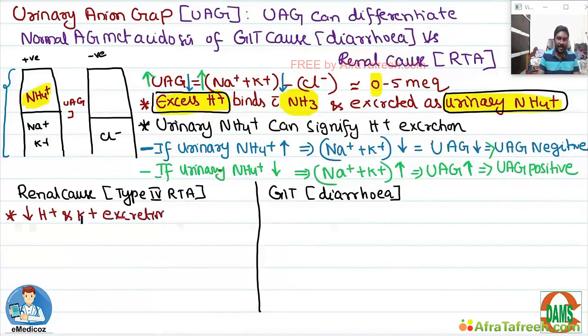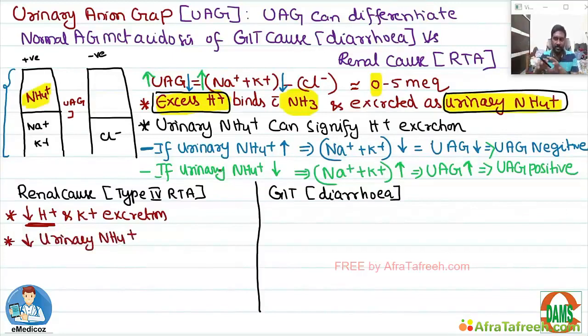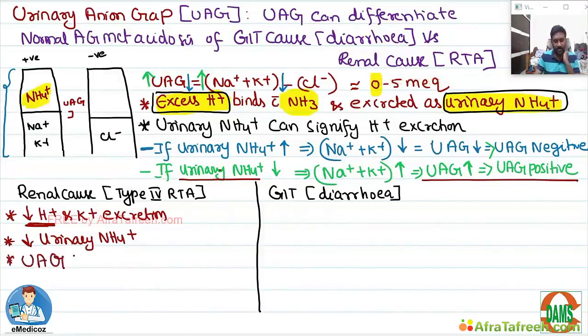So whenever H plus is not going into urine, what will happen to urinary NH4 plus? It will decrease because H plus is not secreted into the urine. So it cannot bind with NH3 and urinary NH4 plus cannot be formed. So whenever urinary NH4 plus is decreasing, these are the sequence of events. So what happens to urine anion gap? It will be positive.